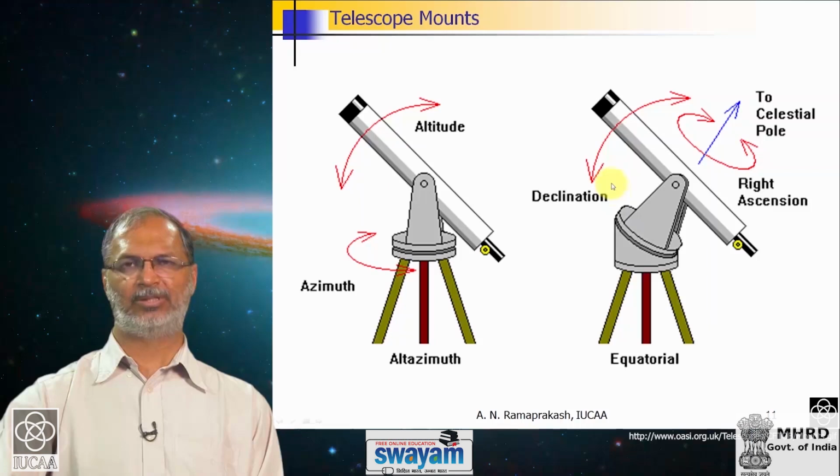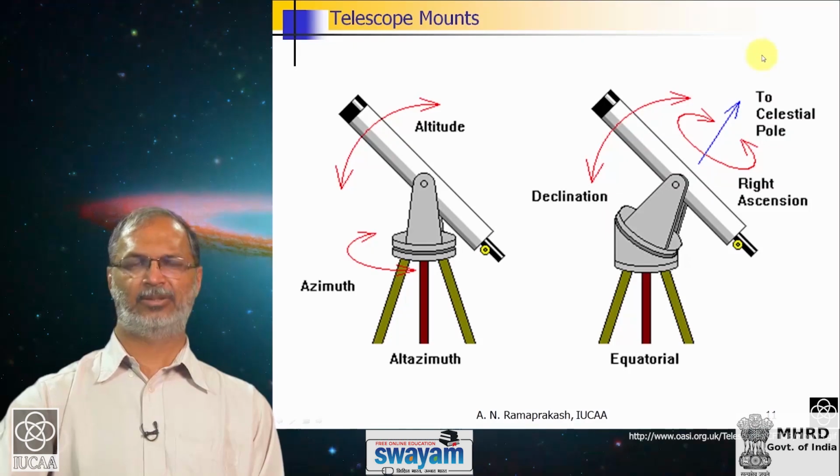There is another way of mounting the telescope, which is called the equatorial mount, in which the primary mounting axis is pointing towards the direction of the celestial pole. Now, what is the celestial pole? The celestial pole is the direction in the sky at which the axis of rotation of the earth seems to meet the sky. So, earth is rotating about its axis. If you project that axis of the earth into the sky, that axis appears to meet the sky at some location. That location is called the celestial pole.